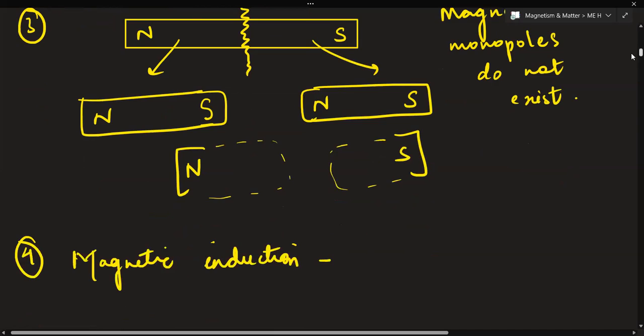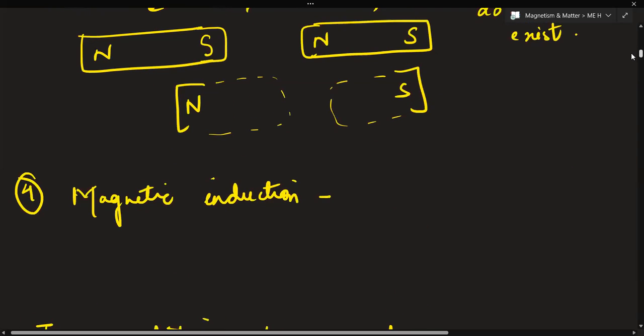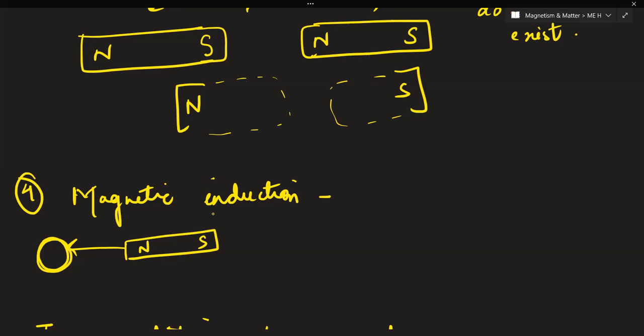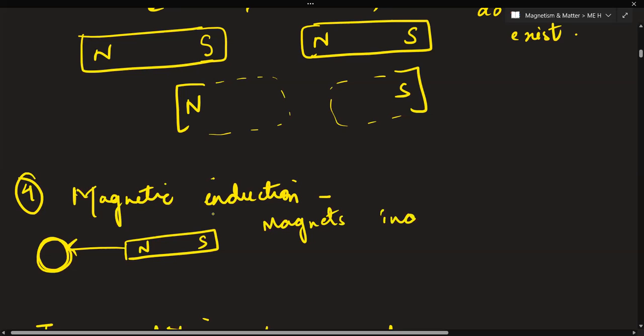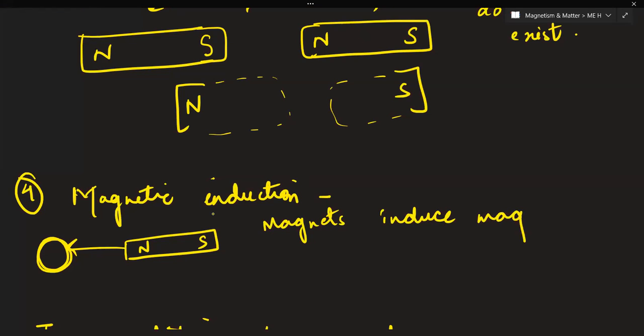Fine class. And then the last property is magnetic induction. Magnetic induction means, for example, I have an iron ball and a bar magnet. If I continuously rub this iron ball on this bar magnet, soon I'll notice that this iron ball also acquires temporary magnetism. So magnetic induction is where magnets induce magnetism in a magnetic substance.